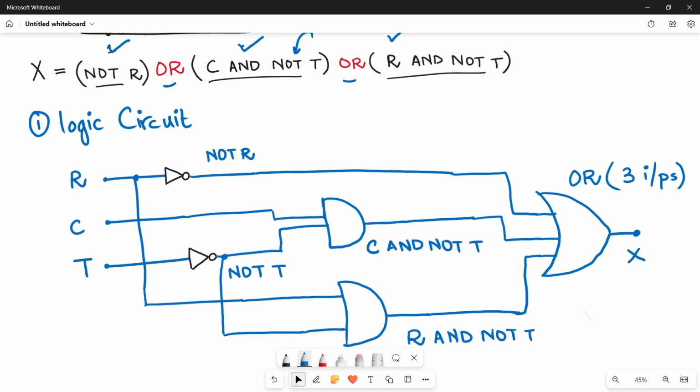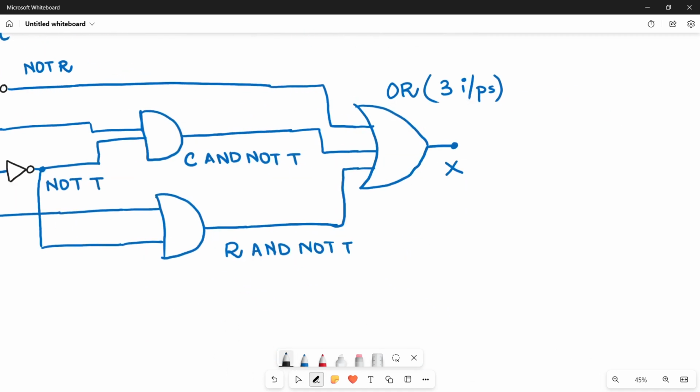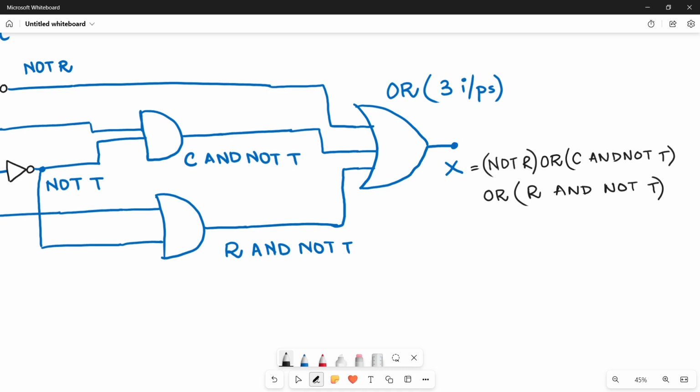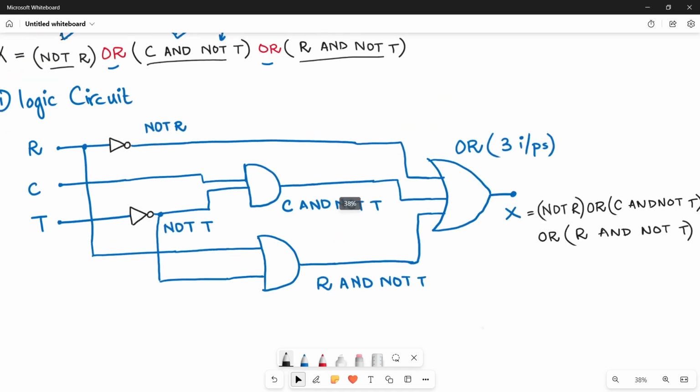So finally, the value of X will be, let me quickly write it here for you. X equals, first one is not R. This is the first input of your OR gate. Then it is getting OR with the second input, that is C and not T. And it is getting OR. All of these three are getting OR, or having a binary addition. So this is your final logic circuit for the given example.